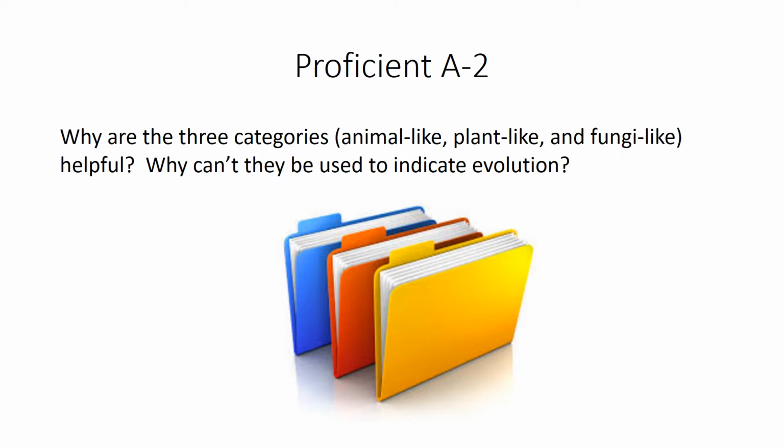A proficient question. Why are the three categories, animal-like, plant-like, and fungi-like, helpful? And why can't they be used to indicate evolution? Pause and think about that. Prepare your answer.